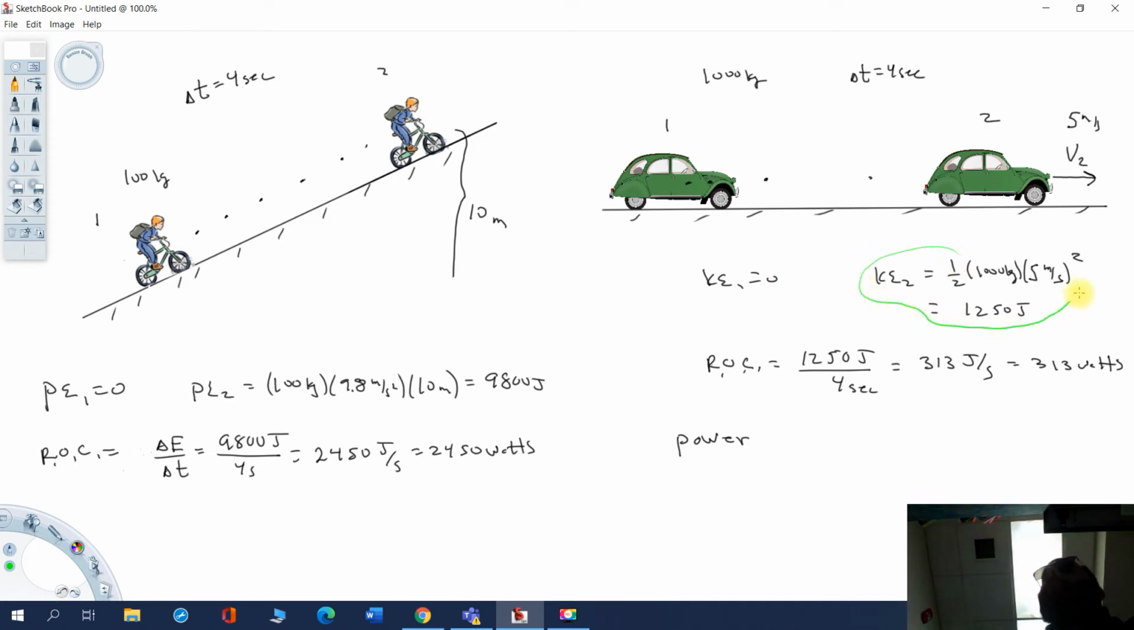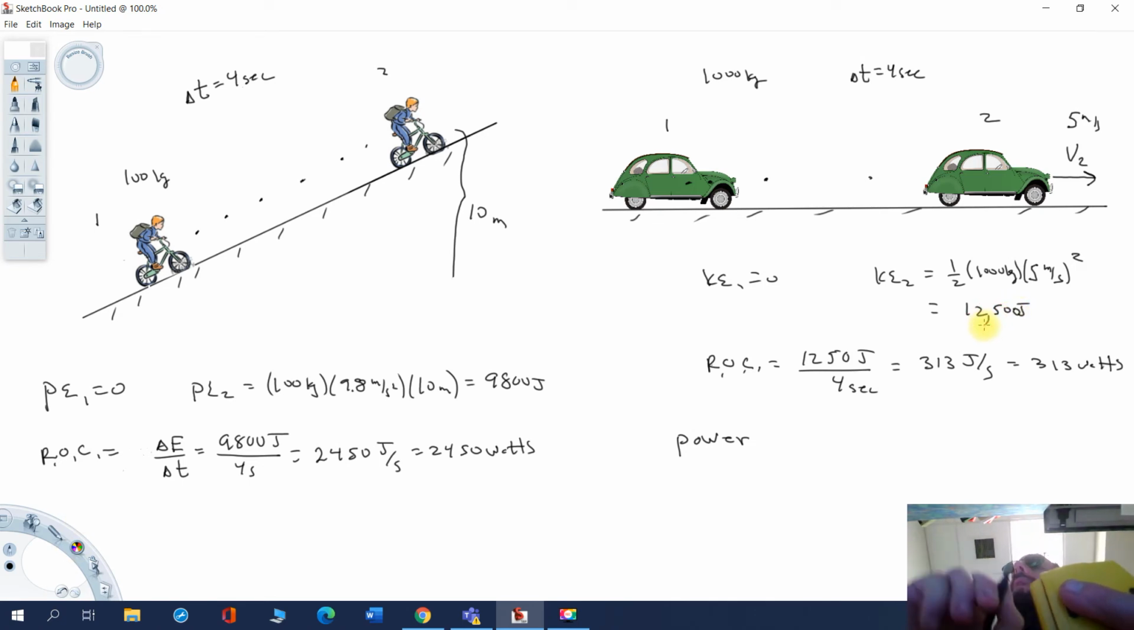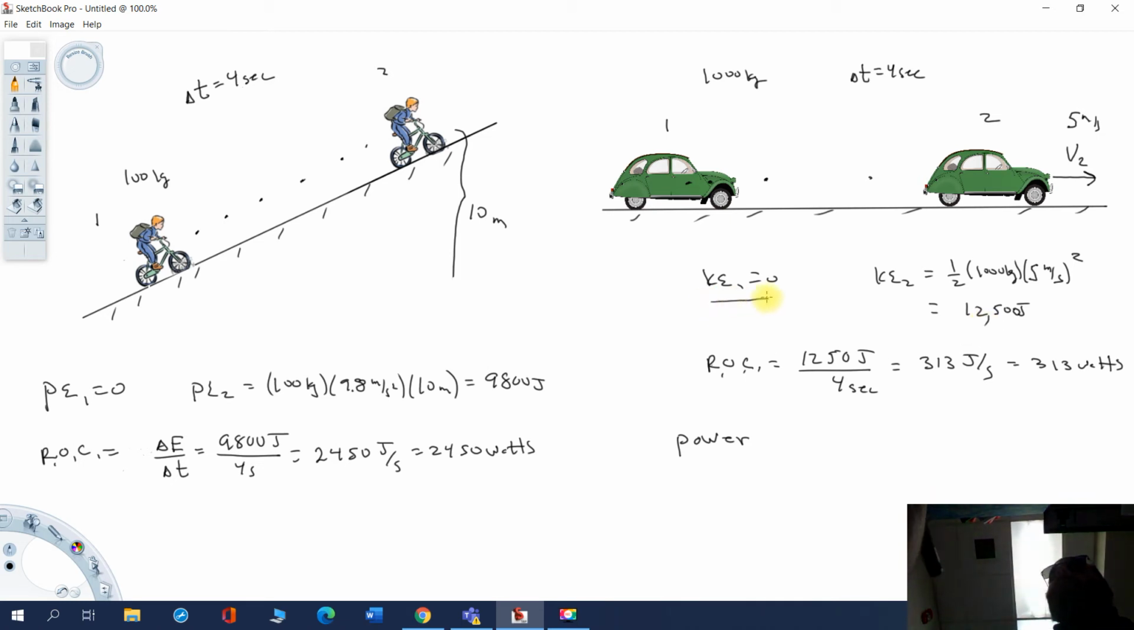The KE2 I've already calculated, 1 half mv squared, and I got 1,250 joules out of that. Oops, I'm going to double check that, make sure I didn't miss a 0. Yeah, I did miss a 0 on there. I'm going to have to go ahead and add a 0. My apologies for that, but that's okay. It's 12,500 joules. So the car started with a kinetic energy of 0 and ended up with a kinetic energy of 12,500 joules in a time frame of 4 seconds.